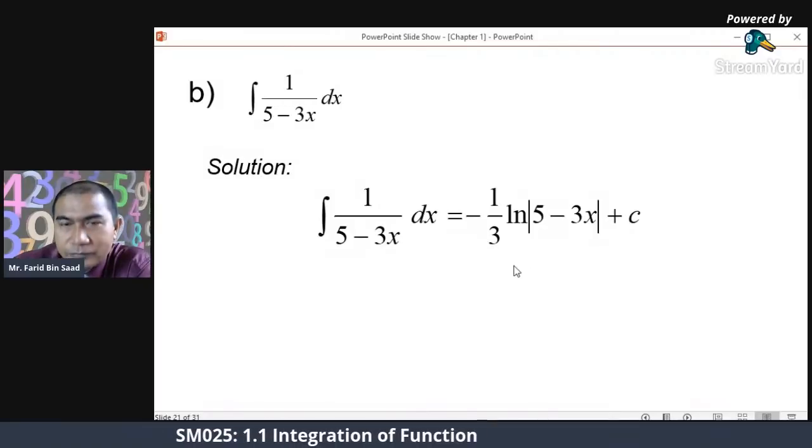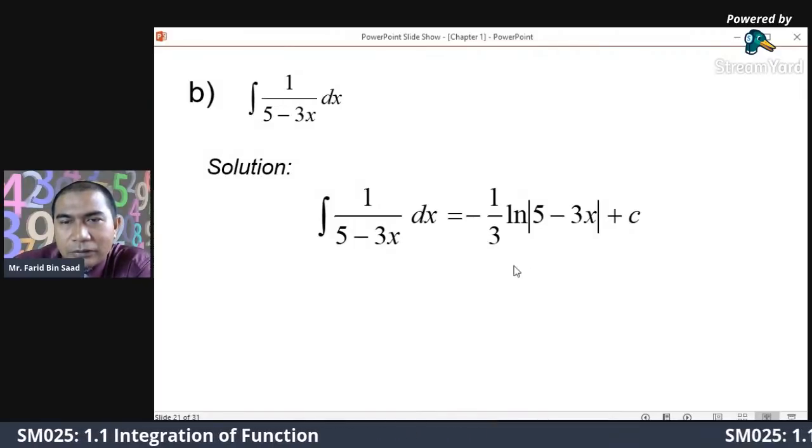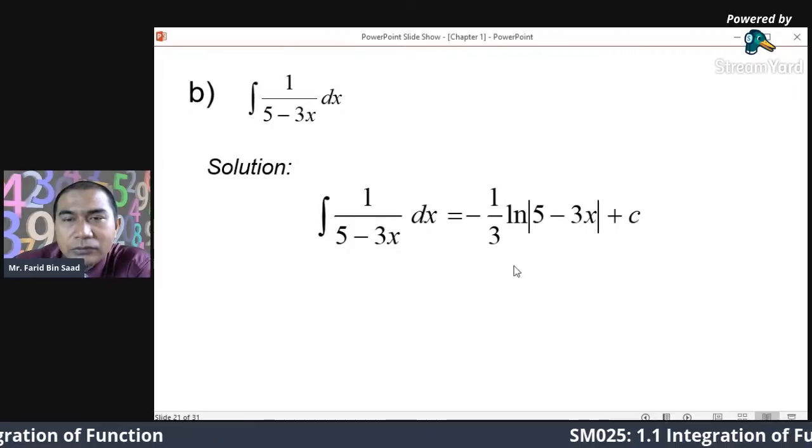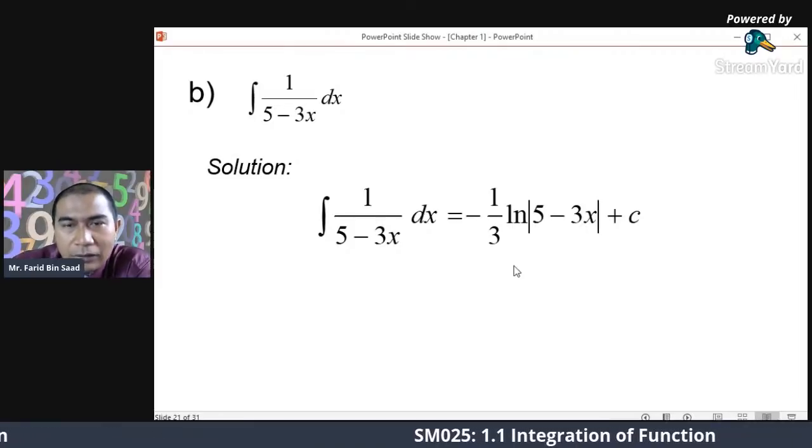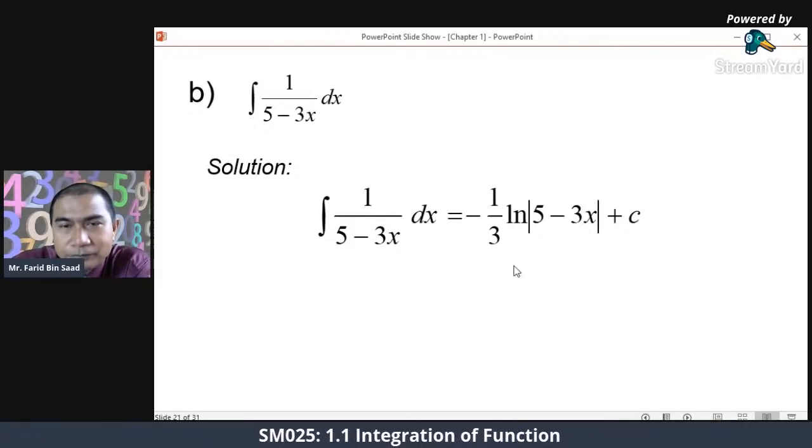Please screenshot if you don't understand how to solve this one, or maybe you can ask your lecturer or teacher after this.